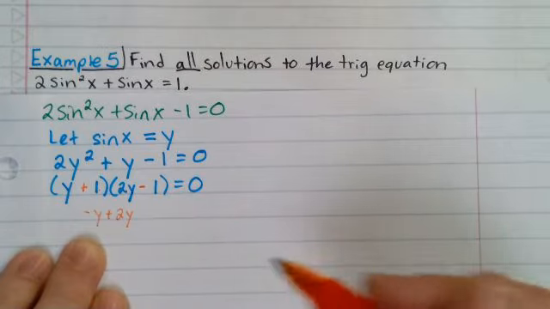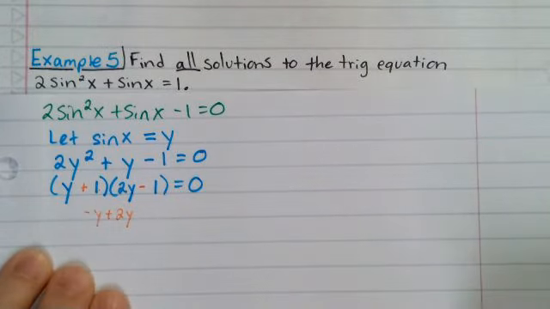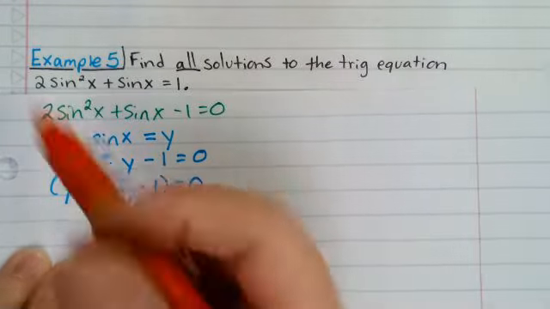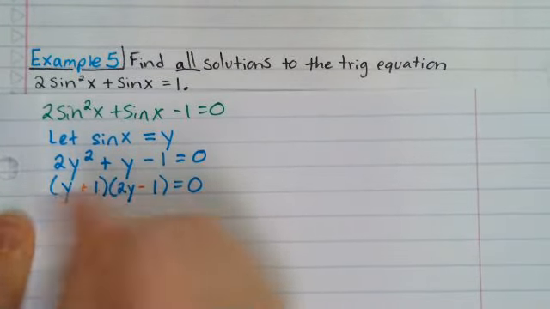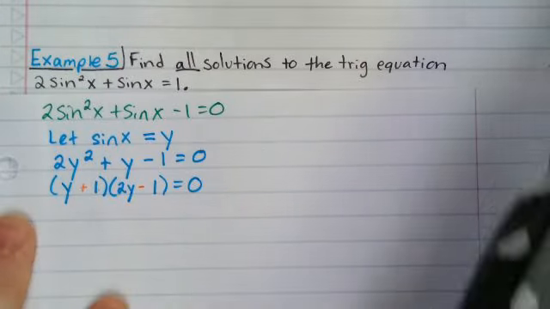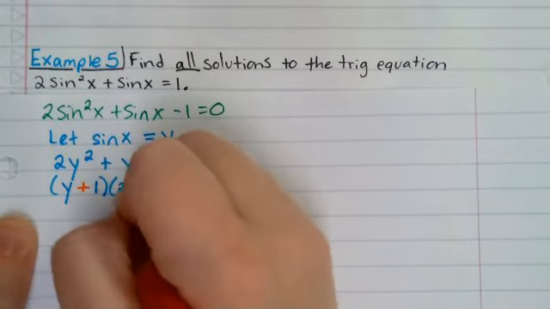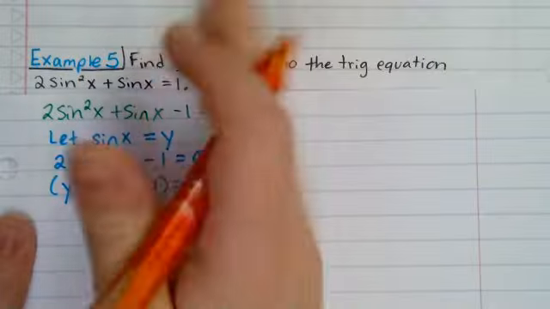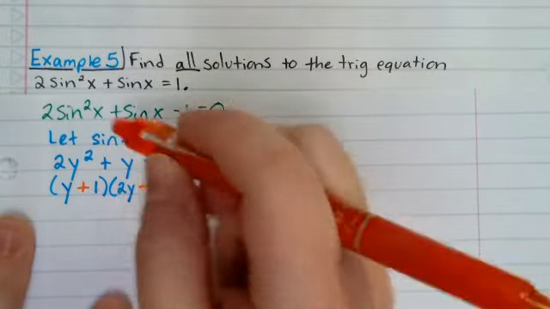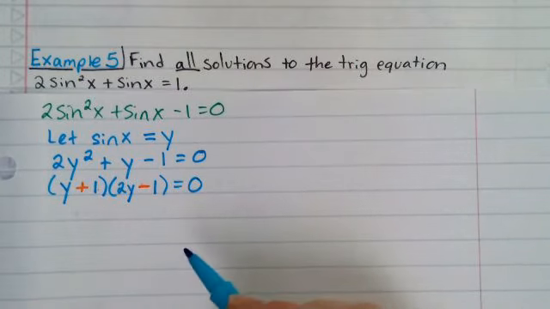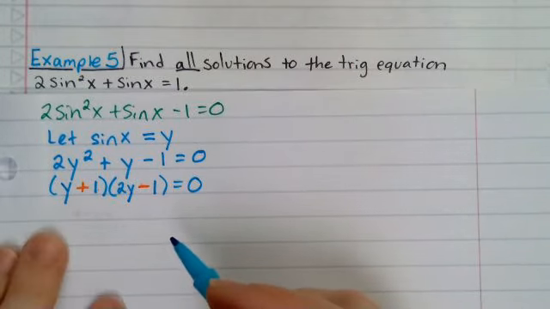If that did not work, I would have swapped the signs and tried it again. But this does work out the way that it is, so I'm going to let that be my answer for my factoring. Let that be plus for this first one and minus for this one. But like I said, sometimes you've got to play with it, and if it doesn't work quite right the first time, then go back and try something different.